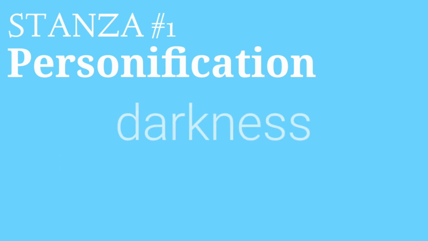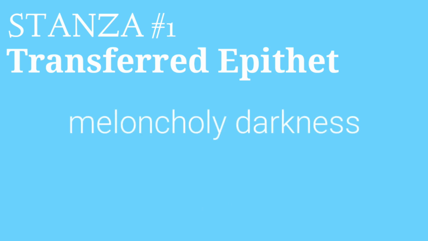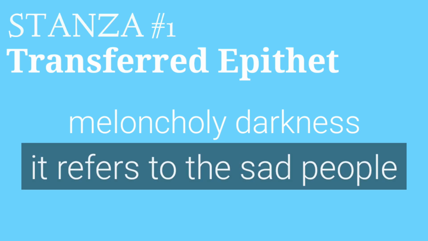Then comes personification. So darkness has been personified when the poet says that it is sad. Transferred epithet has also been used by the poet, wherein the poet says melancholy darkness. So the darkness is not melancholy, but it refers to the sad people.